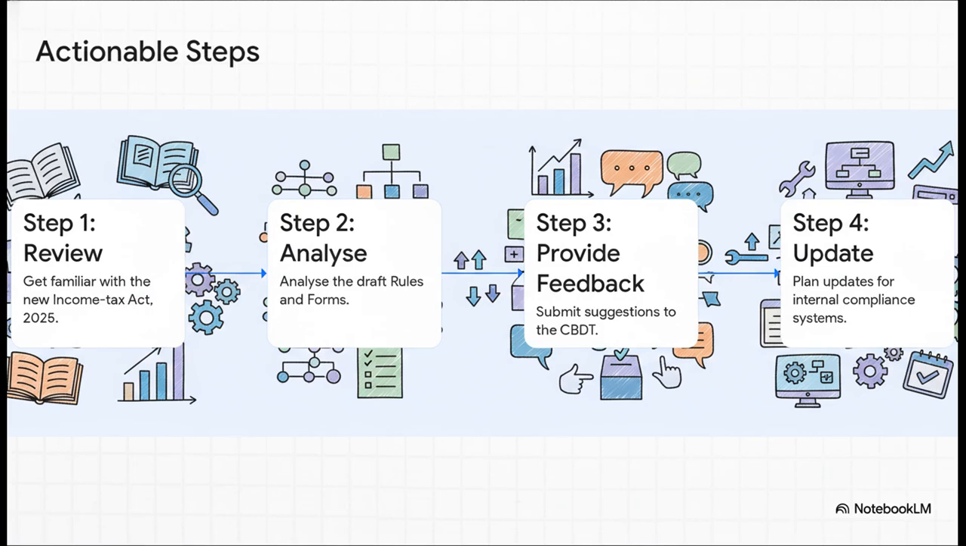This leads us to some very clear, actionable steps. First, you've got to get your hands on the new act and actually review it. Second, analyze the draft rules and forms. They're the practical side of all this. Third, get involved. Provide your constructive feedback to the CBDT. And finally, start thinking about how to update your own internal accounting and compliance systems to get them ready.